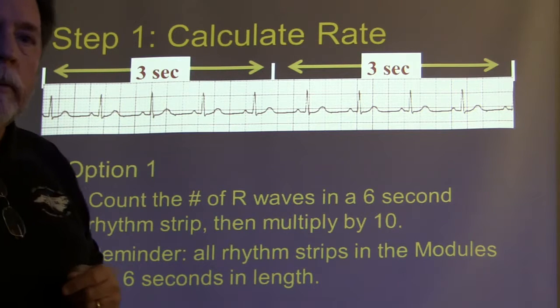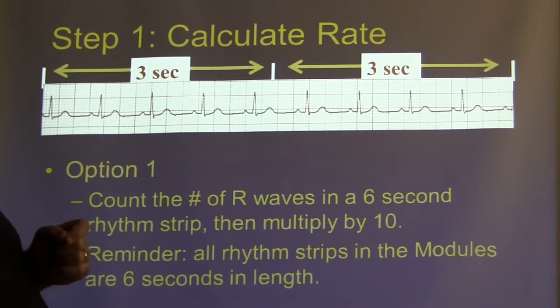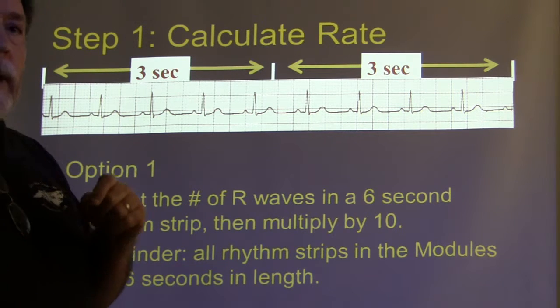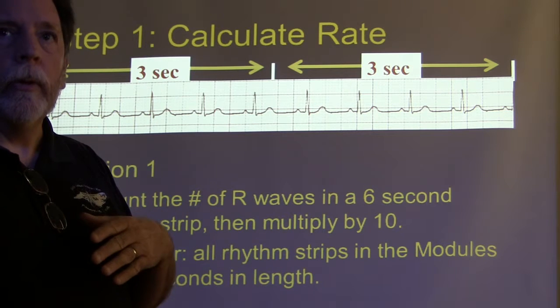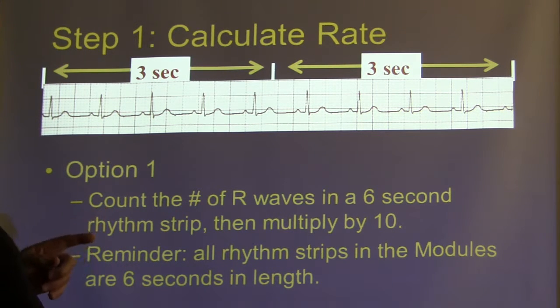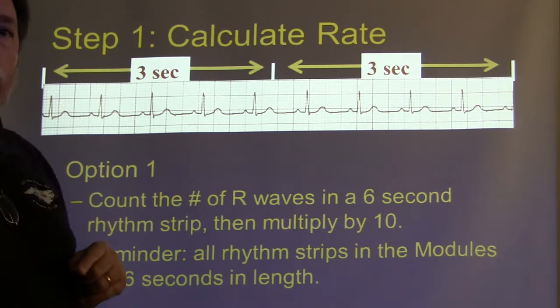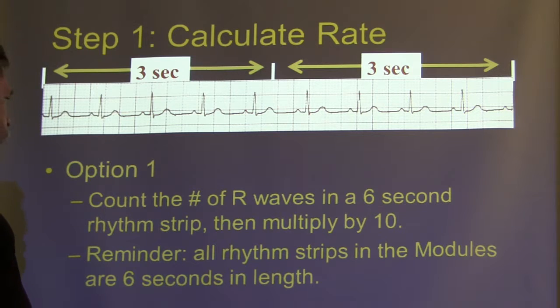By the way, think about that number now, 90 beats per minute. Does that fall within the normal range of the SA node firing? Usually between 60 and 100. Yes, it does. So that should tell you something about the answer to step 1 on this, which is, is this a normal rate? Yes, it is. It's normal because it falls between 60 and 100.